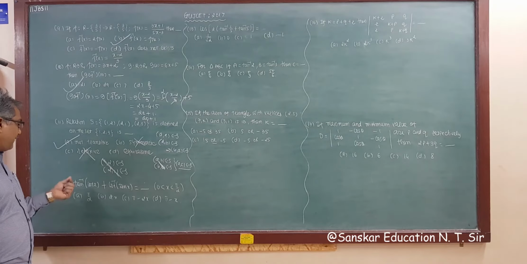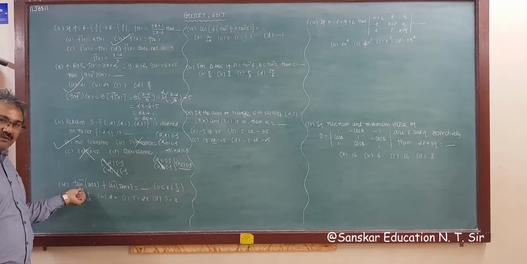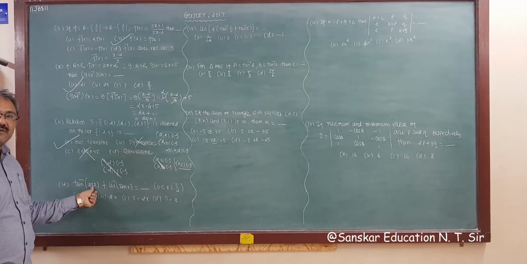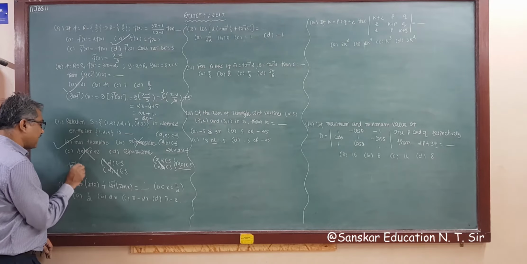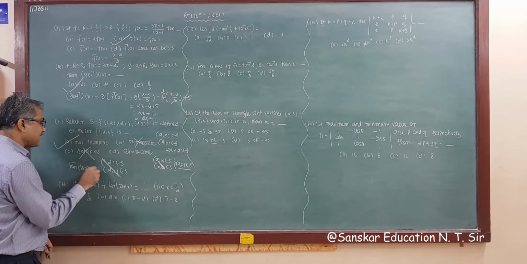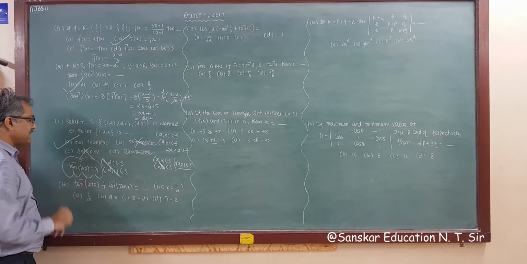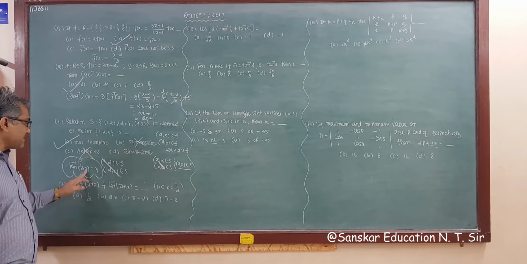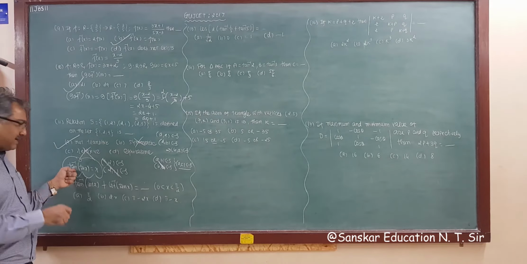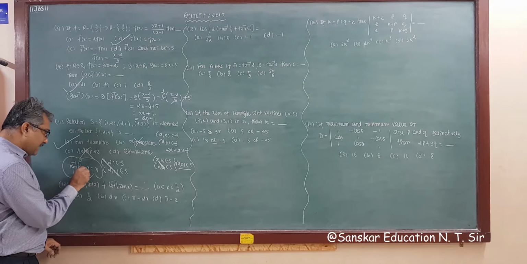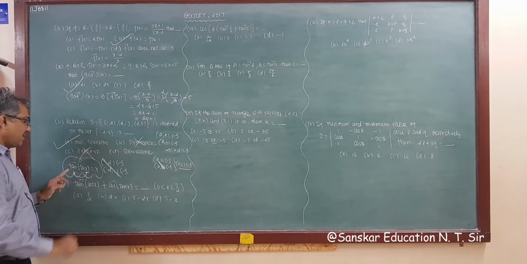Now you know, if the outside function is tan inverse, then you must have the inside function tan. Then your answer will be tan inverse tan x is x, if this x belongs to the range of tan inverse.